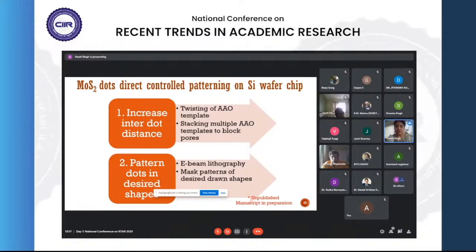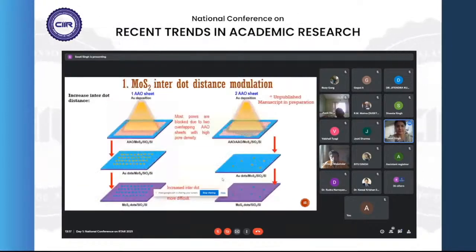So first I'll talk about point number 1, that is increasing the interdot distance. Just to increase the interdot distance, I applied a very simple technique. Earlier I was using this method, number 1, which was only one single AAO plate stacked on top of MoS2 SiO2 Si, and then as I showed you earlier, I could end up with MoS2 dots, very well spaced and with controlled sizes.